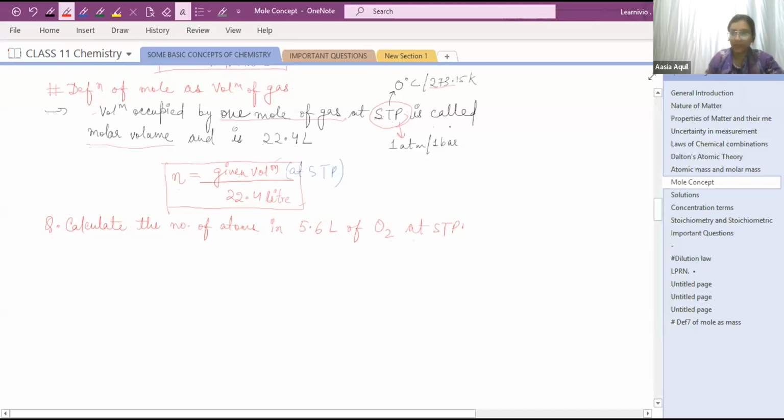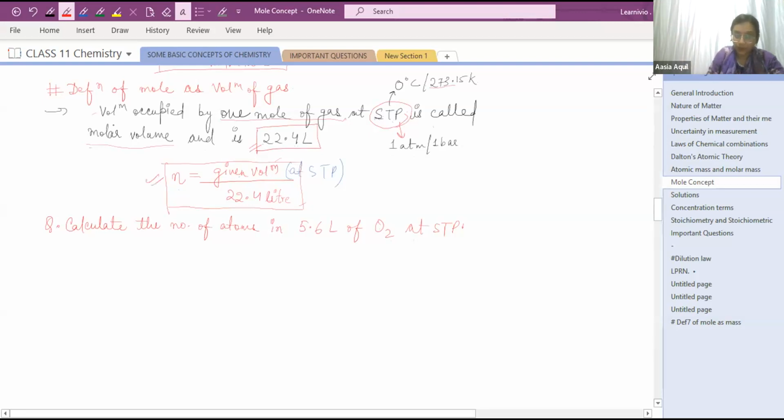So at this temperature and pressure, the volume occupied by 1 mole of gas is known as molar volume, right? And this molar volume is equal to 22.4 liter. So just remember this value, 22.4 liter. अगर questions में दिया होगा कि volume is given at STP, when it is mentioned over there that standard temperature and pressure is taken, then you will use this molar volume, which is 22.4 liter, in your exam.